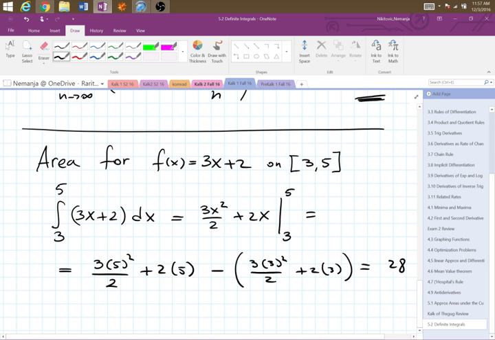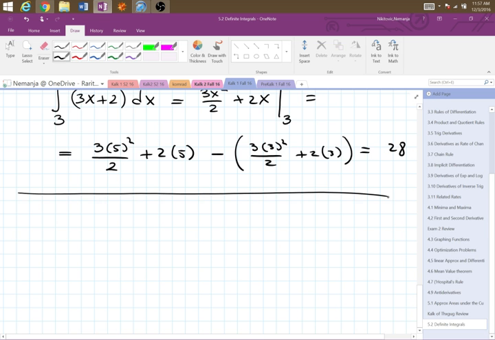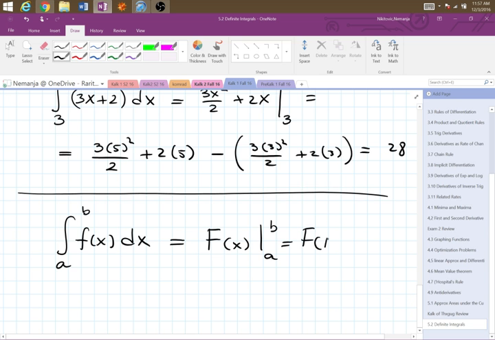So let's write the formula. Integral of f of x dx from a to b is the antiderivative computed from a to b, which is F of b minus F of a.